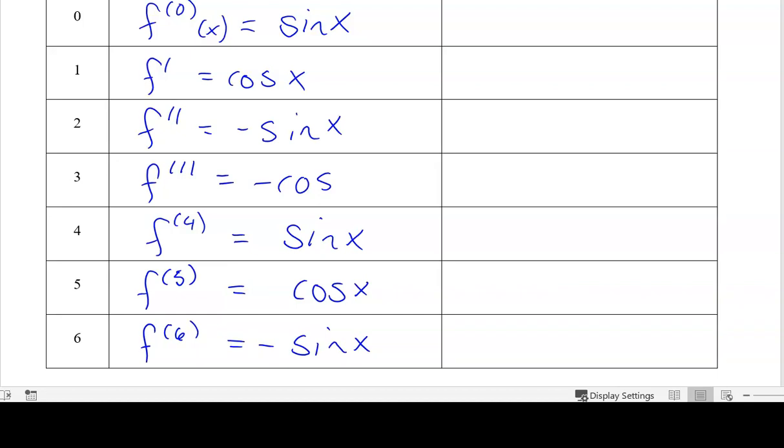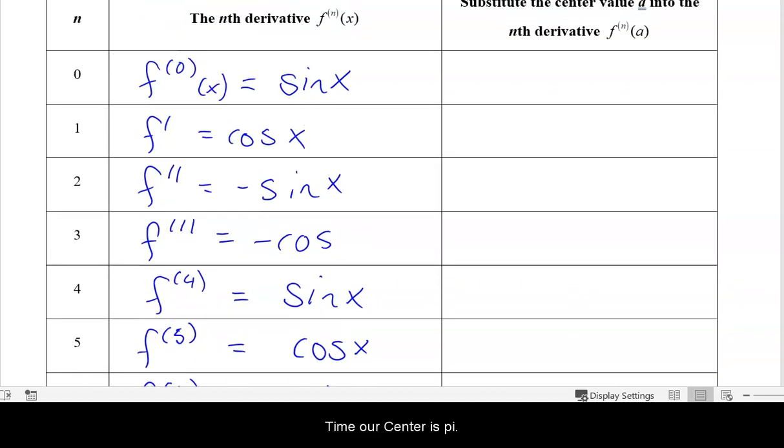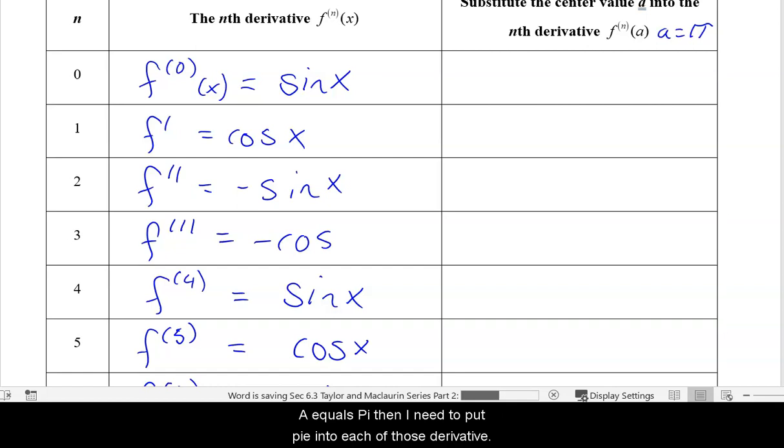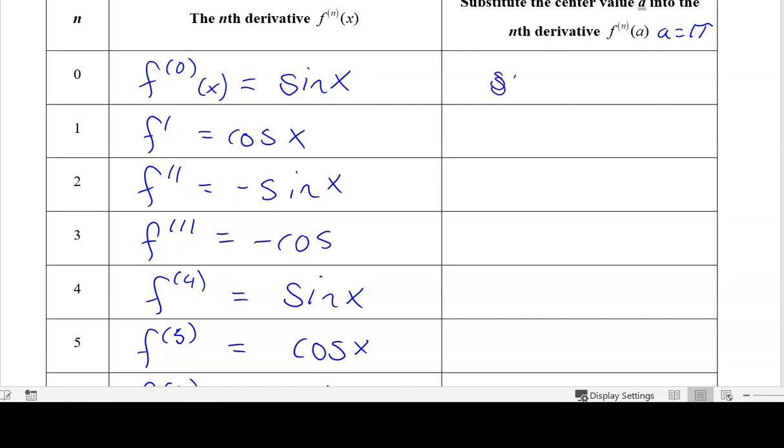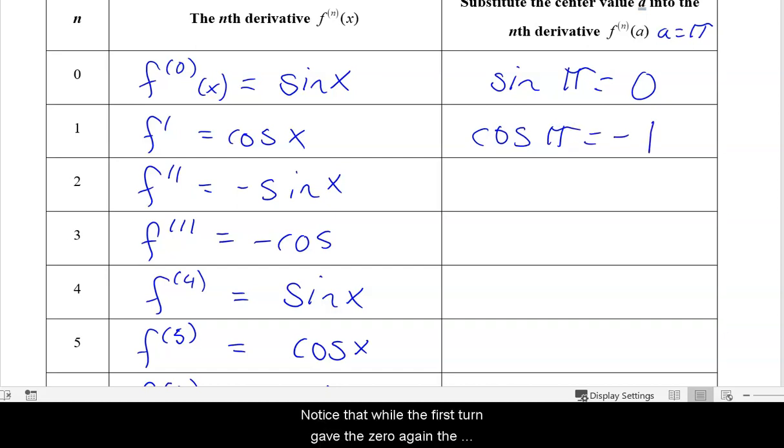The next step, of course, is to plug in the center, but this time our center is pi. If a equals pi, then I need to plug pi into each of those derivatives. The 0th derivative isn't actually a derivative, it's just the function. So I can now write sine of pi, which is 0. Cosine of pi is negative 1. Notice that while the first term gave us 0 again, the second did not give us 1 as we found previously, but instead gave us negative 1. So while they're similar, they're not exactly the same.